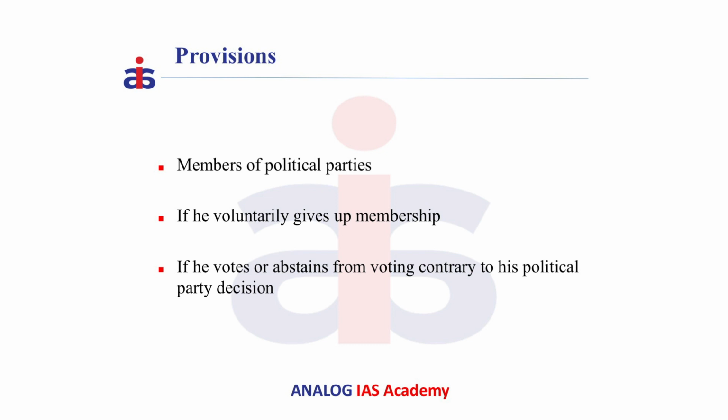A member of the house can be disqualified on two grounds. One, if he voluntarily gives up his membership of such political party, and two, if he votes or abstains from voting in a house contrary to any direction issued by his political party without obtaining prior permission of that party.